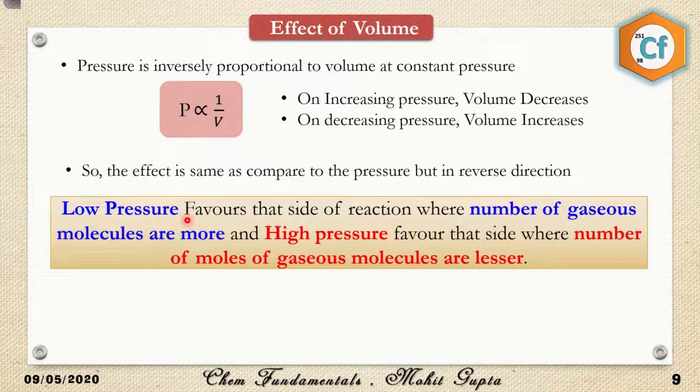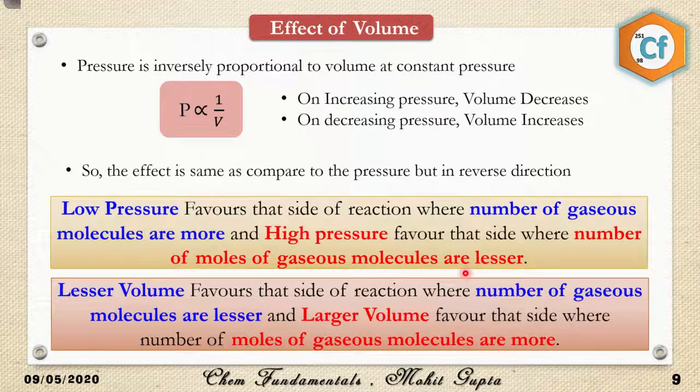At low pressure, we have larger volume. If we have larger volume, the equilibrium will shift in that direction which has a larger number of gaseous molecules. And if the pressure is high, we have less volume available. If the volume is less, the equilibrium will shift in that direction which has fewer gaseous molecules. So volume is directly proportional to the number of molecules. If we have lesser volume, fewer molecules. If we have larger volume, more gaseous molecules.